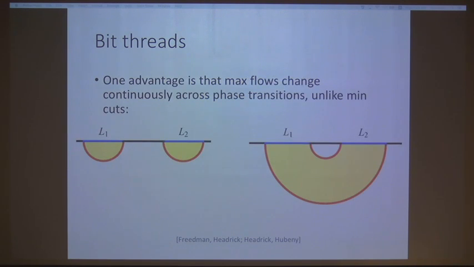One advantage of this is that the maximal flow changes continuously across phase transitions, the kind of phase transitions we saw before, whereas the minimal surface does not change continuously. So the bit thread picture has been generalized to the HRT case as well.